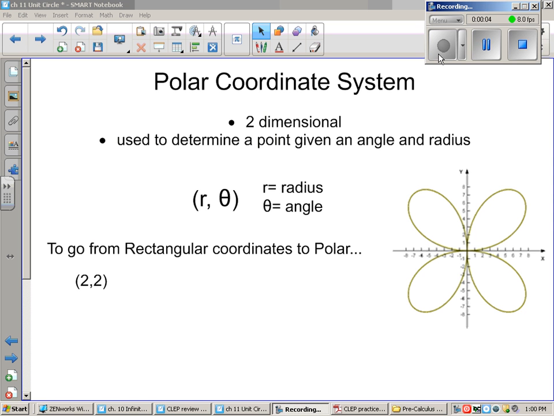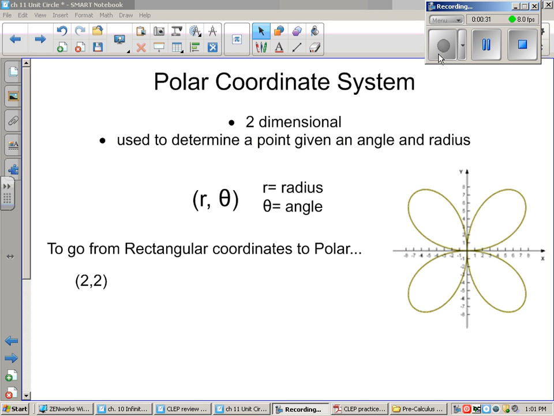Right, so this next video is all about polar coordinates. Basically, the polar coordinate system is a two-dimensional system that we use to determine a point given an angle and a radius. Sometimes we're given the point and we want to figure out what the angle and the radius are at that spot. So we have to be able to go in each direction.